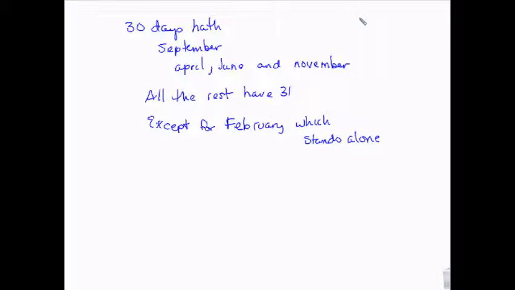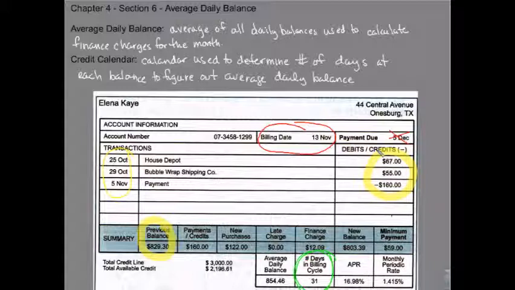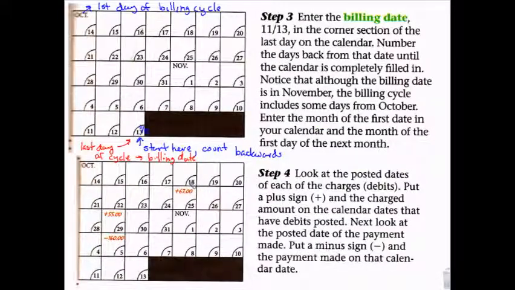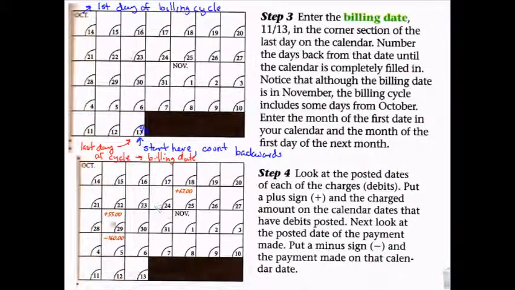But yeah, so once I've done that part, I look at the posted dates on the charges and the payments. So if we go back, that's these. On October 25th, she charged $67. So that's why there's a plus 67 on October 25th. On October 29th, plus 55. And then November 5th, she made a payment of 160, so that's why there's a minus 160 here.